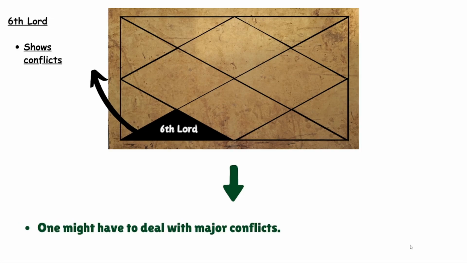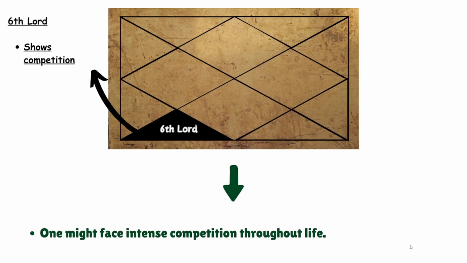Now sixth lord also shows conflicts. So with this placement, one thing is for sure, that you will have to deal with major conflicts throughout lifetime, and the results will be more pronounced when this dasha period will get activated. But you also have the courage to overcome or to deal with all these conflicts. Sixth lord is a lord of competition. So with this placement, one might face intense competition throughout life.